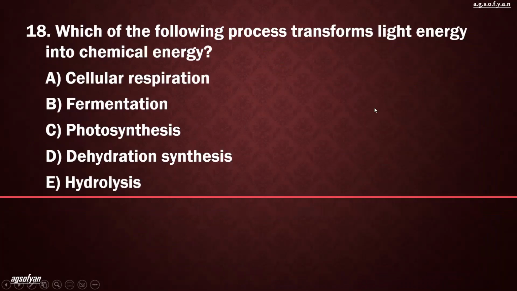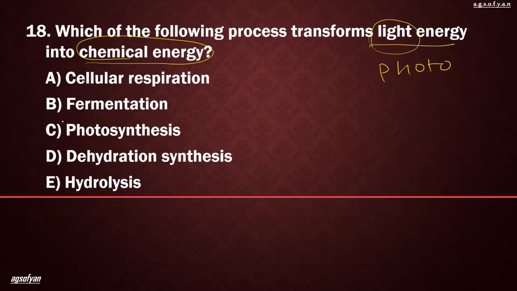Which of the following process transform light energy into food or chemical energy? What is the name of the process? Photo. Yes, photo. Light is photo. Photosynthesis. Okay, photosynthesis.